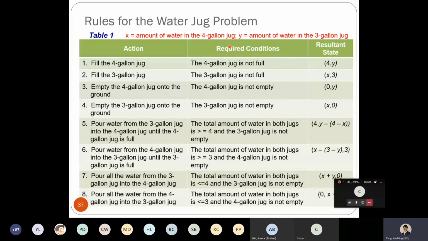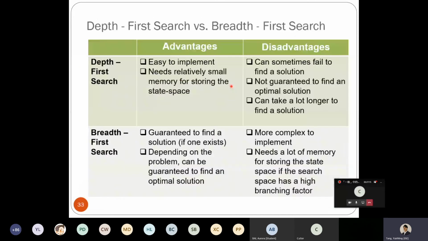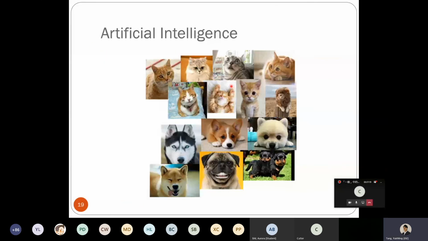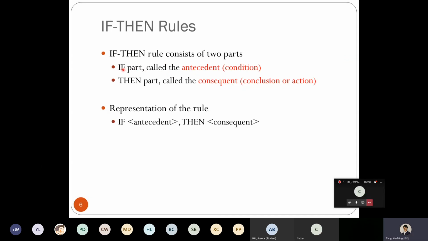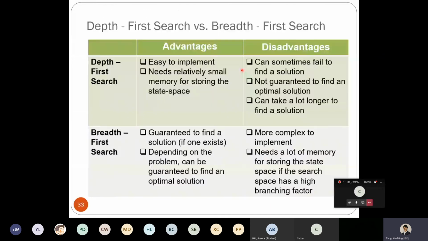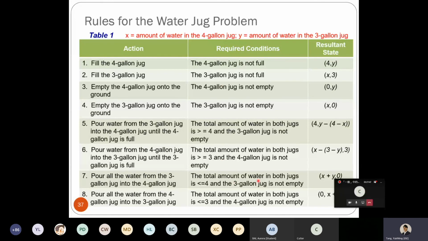In this table, the left-hand side is the action, meaning the final action. The middle column is the required condition, and the right one is the resultant state. When we talk about rule-based reasoning, we need to have the if-then condition. If-then rules consist of two parts. One is the if part, which is the condition, and the then part is the conclusion or the action. Going back to these columns, this is the condition, the if part, and this column is the action part.